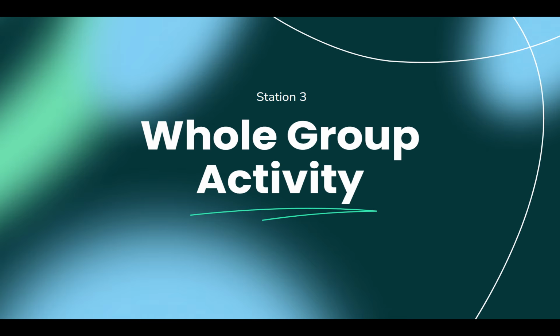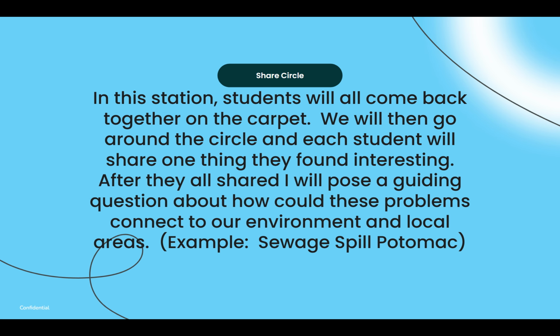Then we get to Station 3, the whole group activity. In this station, students will all come back together on the carpet or wherever their joint meeting group is. We will then go around the circle one by one, and each student will share one thing they found interesting. After they all shared, I will pose a guiding question about how could these problems connect to our local environment and local areas. One example of this could be the sewage spill that happened in the Potomac recently.